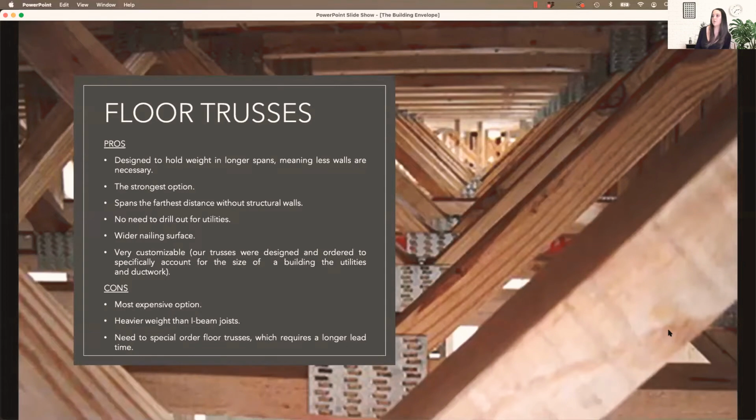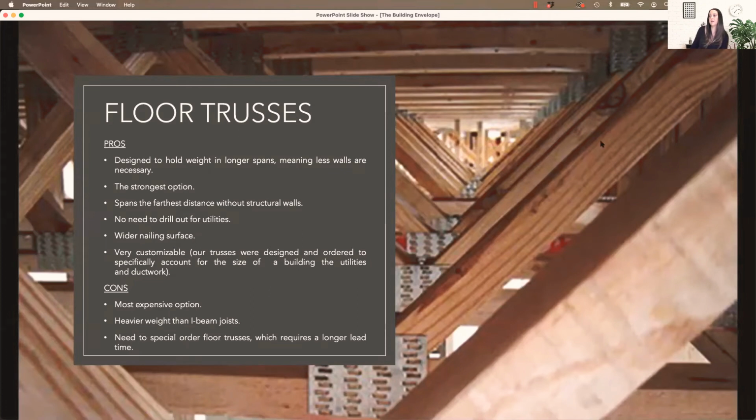And then to those trusses that I was just talking about. These are designed to hold weight for longer spans. And that means that you don't need as many walls. You can really have that open space. These are the strongest options. So if you are looking at, Laura, maybe using a heavier tub, this probably would be something to consider.